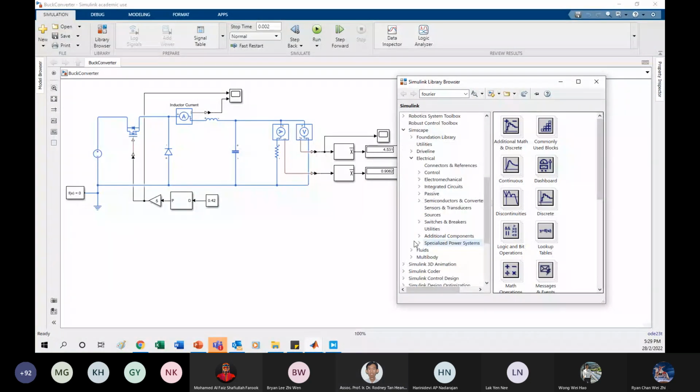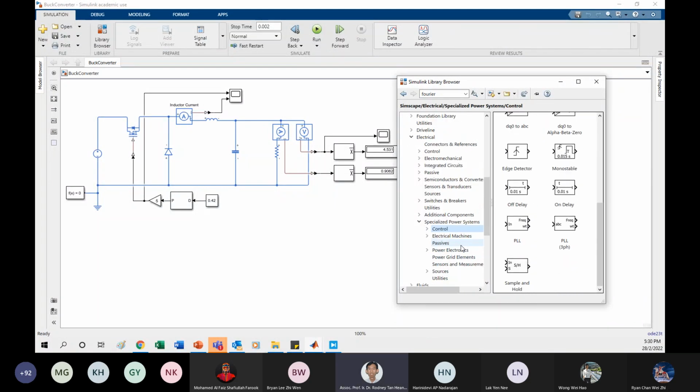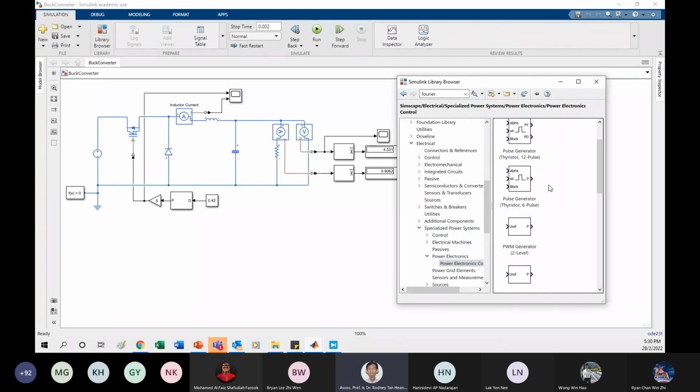Electrical is under control, not control. Power electronics, under power electronics control. PWM generator, DC to DC. Okay, take this out here.